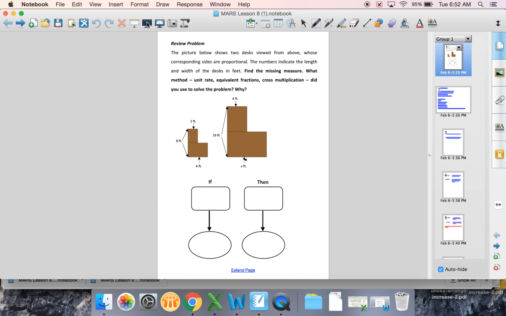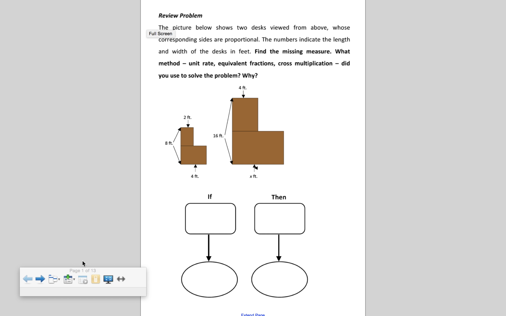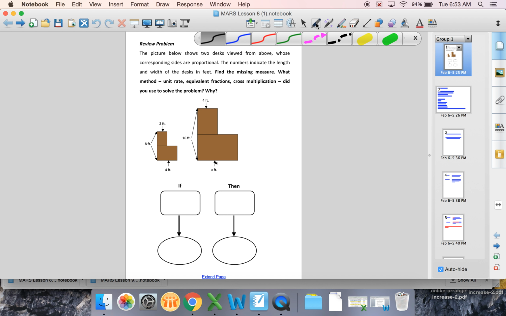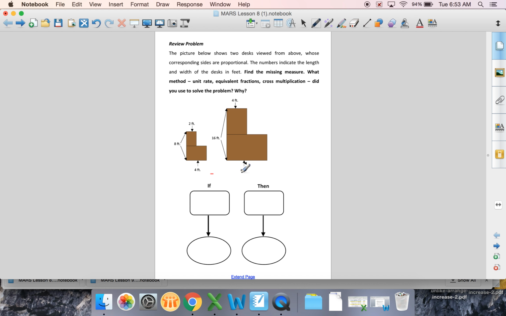First off, let's make this screen big. Here we go. Notice here I have x feet, and I'm trying to find that missing measure here. So we identified the kind of problem, or discovered the problem type. It's not a unit rate. There's nothing about a unit rate, finding per one. We're trying to find comparing equivalent fractions. We haven't learned cross multiplication yet. However, that is an option as well. So right now we're focusing on equivalent fractions.